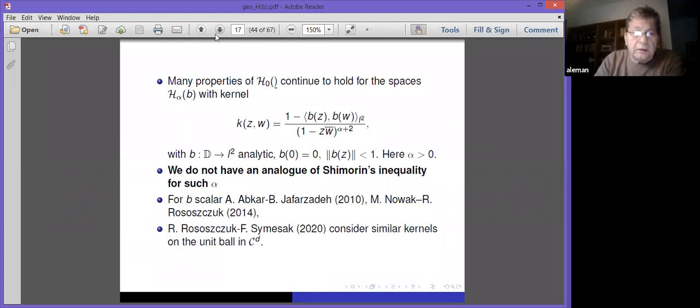And then another interesting result of Rososzczuk and Simsek last year, they consider similar kernels also in the unit ball of C^d. Well, this would be several complex variables. I'm sorry. So this is quite interesting, this inequality, that H_0 of B or H_alpha of B equals H_alpha of B bar, or if you want, this attracted a lot of attention and people worked on this. Not on density of polynomials, that's a different issue.